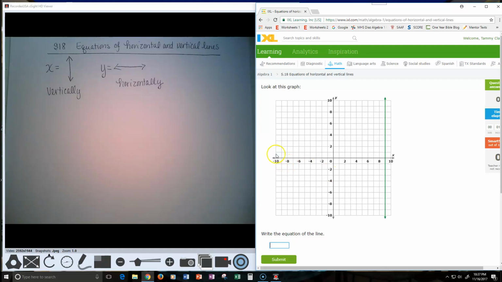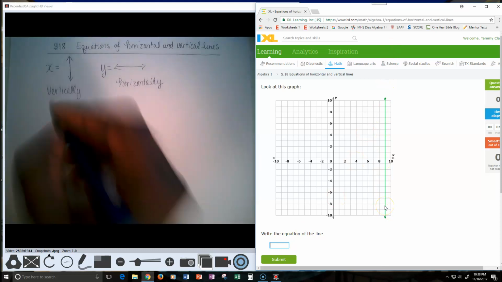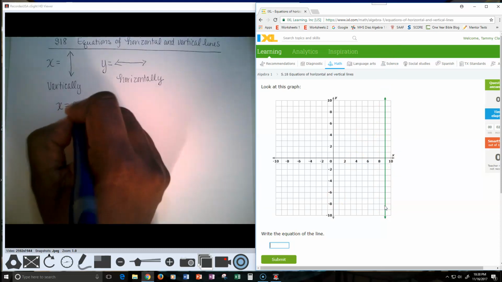So if I'm reading the numbers on the x-axis, I'm reading the numbers from left to right. So x is equal to -10. X is equal to -8 because it's crossing the x-axis at that number. X is equal to -6. X is equal to -4. X is equal to -2, and so forth and so on. So the equation of this line, it's going vertically, so I know it's x is equal to 9.